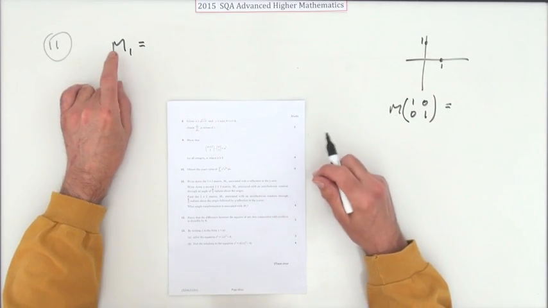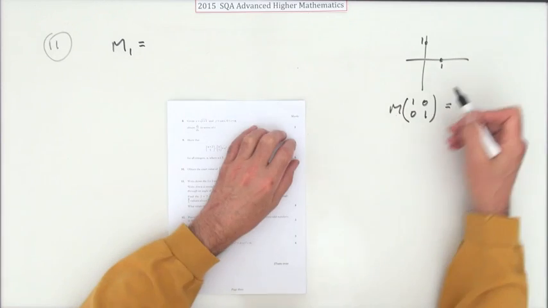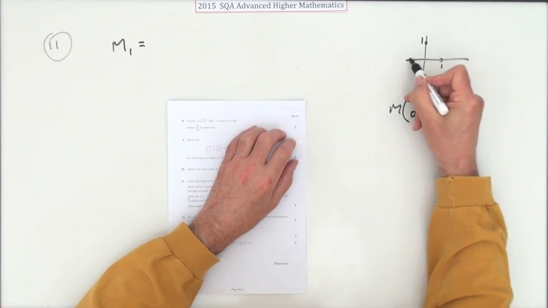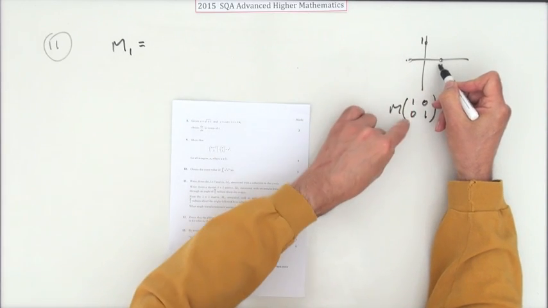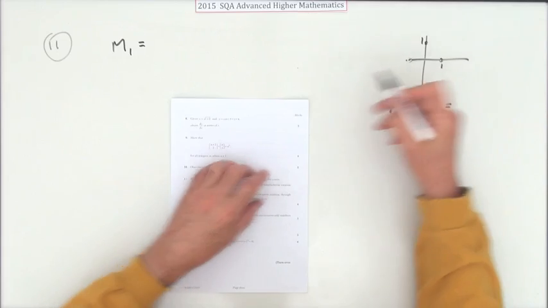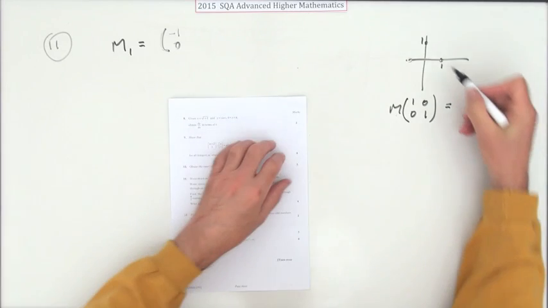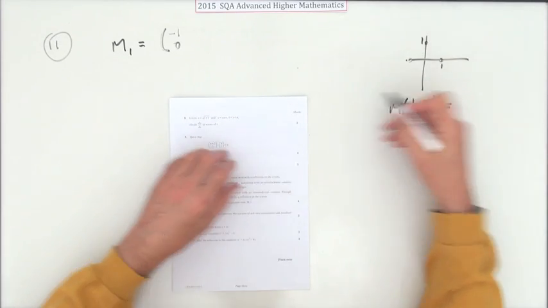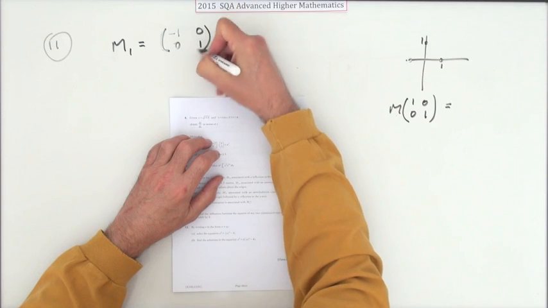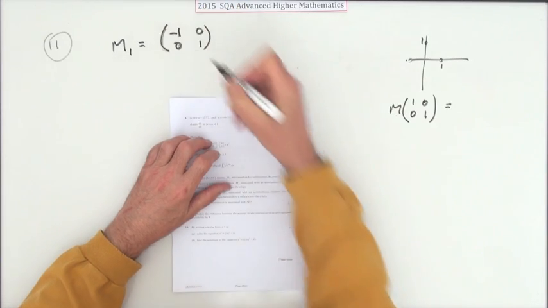So what do I want here? I want reflection on the y-axis. Well, this would go over to here. So 1, 0 would go to negative 1, 0. But 0, 1 stays where it is. So that must be the matrix.